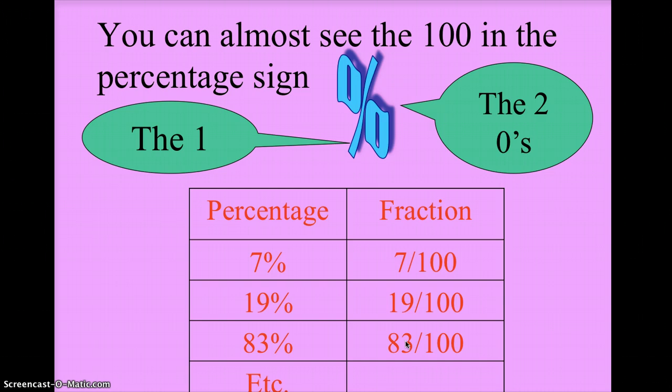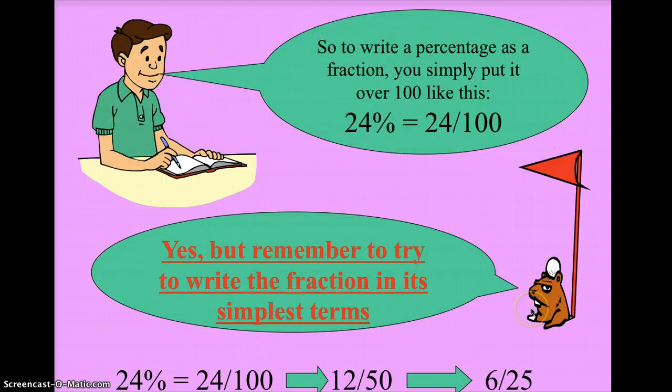Okay, so to write a percentage as a fraction, for example, 24% is the same as 24 out of 100. But please, grade 7, do not forget to simplify your fraction. From 24 over 100, you can divide by 2. So you divide both the numerator and the denominator by 2. 24 divided by 2 is 12, and 100 divided by 2 is 50.